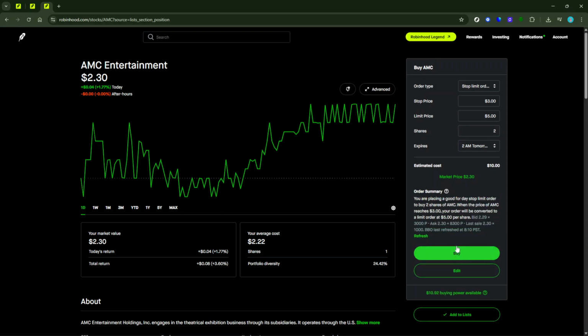Each offers its own advantages depending on your trading strategy and risk tolerance. Always double check your details before submitting, and happy trading.